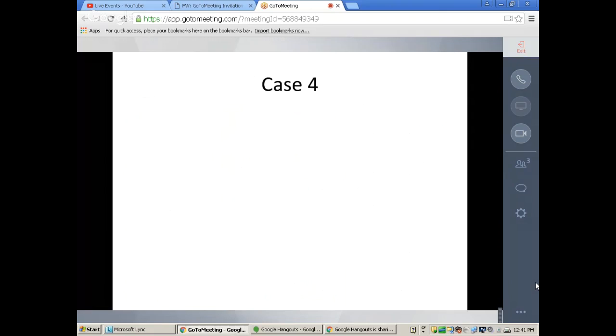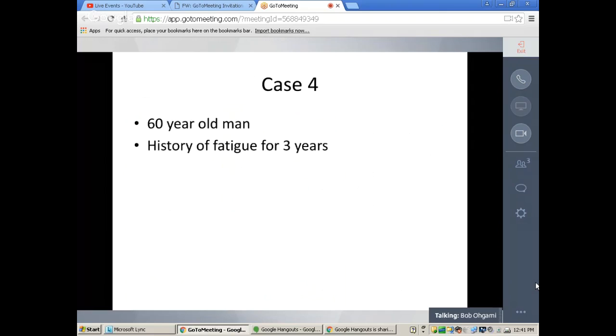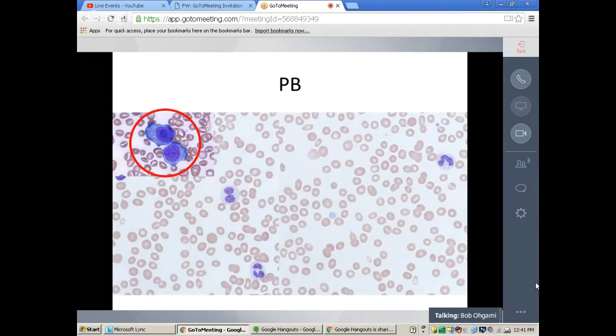So case number 4. Again, we're building our knowledge and understanding of acute leukemia through all these cases. It's a 60-year-old man who has a history of fatigue for 3 years. And here's a picture of the peripheral blood. You can see the blasts here. These blasts are very large in size. They have very fine chromatin. They have big nucleoli. They have high nuclear cytoplasmic ratios, but maybe more moderate amounts of cytoplasm. And then maybe you see granules here and there.